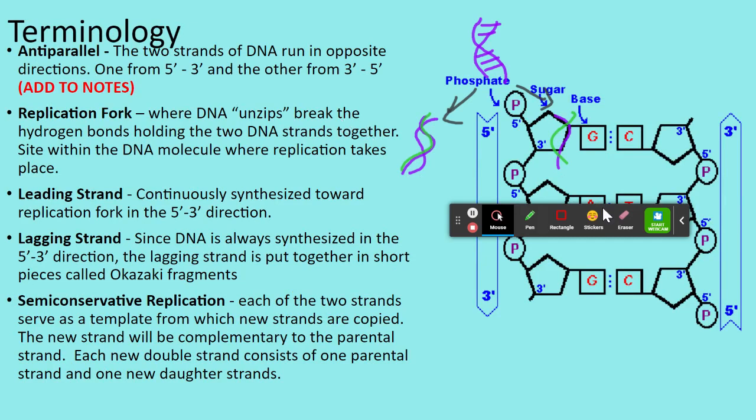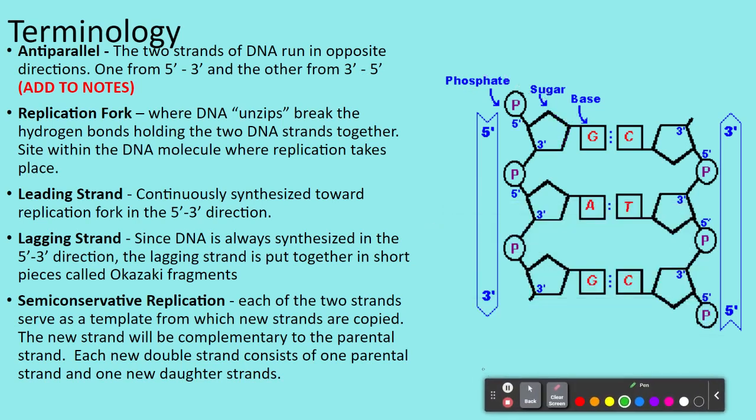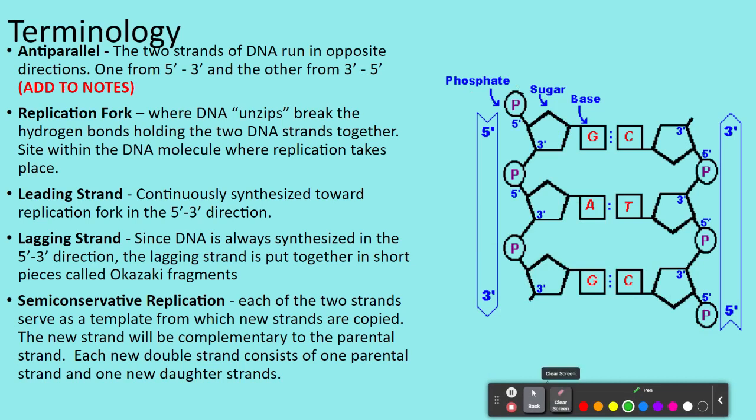A few more terminology words. The term anti-parallel, basically, I think of it like two sides of a highway. So anti-parallel means that the strand of DNA runs in a 5 prime, and when I say 5 prime, I mean the 5 and then this little apostrophe up here, that's the prime. So it runs in a 5 prime to 3 prime direction.